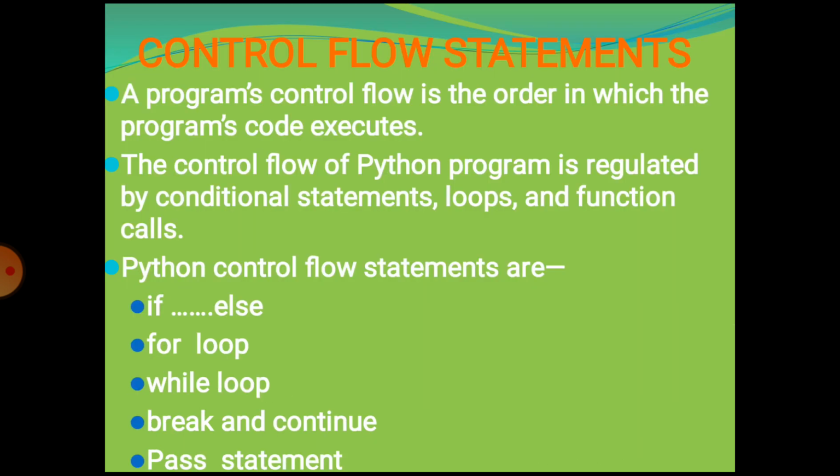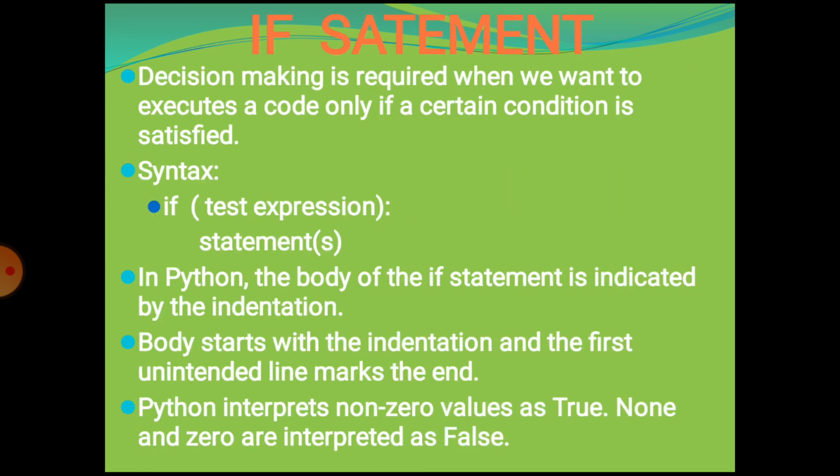Control flow statement. A program's control flow is the order in which the program's code executes. The control flow of a Python program is regulated by conditional statements, loops, and function calls. Python control flow statements are if statements, and there are a number of varieties of if, like if else, elif statements. The next ones are for loop statement, while loop statement, break and continue statements, and the last one is pass statement.